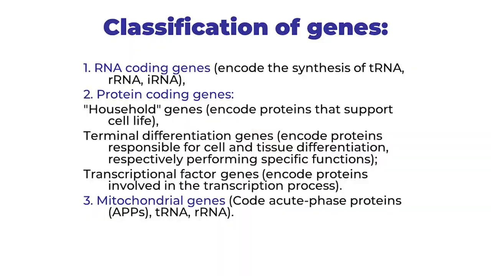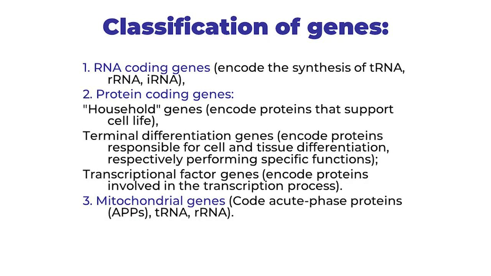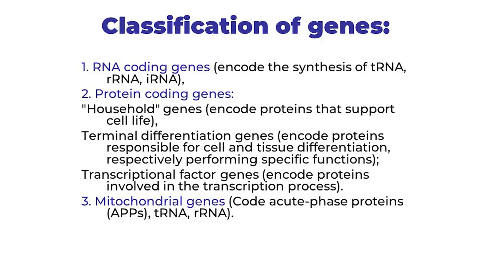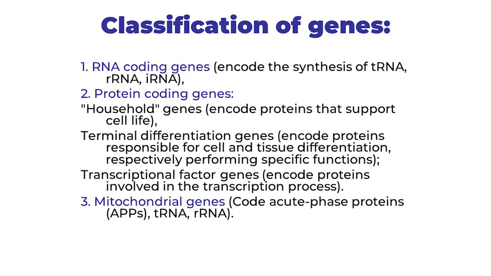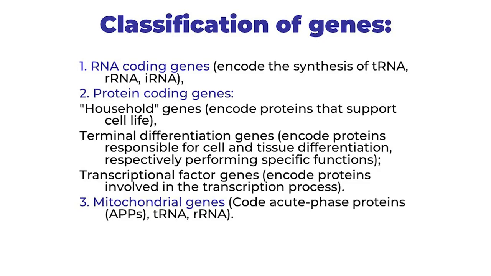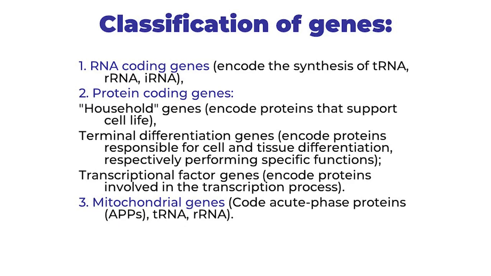Classification of genes. The first group is RNA-coding genes, which encode the synthesis of tRNA, rRNA and mRNA. And the second group is protein-coding genes. Household genes encode proteins that support cell life. Terminal differentiation genes encode proteins responsible for cell and tissue differentiation, performing specific functions. Transcriptional factor genes encode proteins involved in the transcription process. And there are also the mitochondrial genes, which code oxidative phosphorylation proteins, tRNA and rRNA.